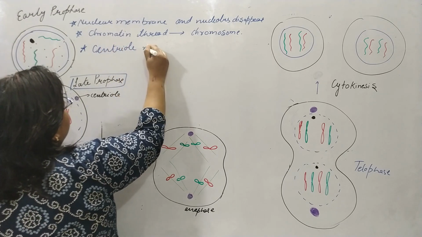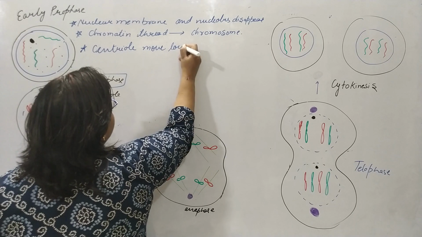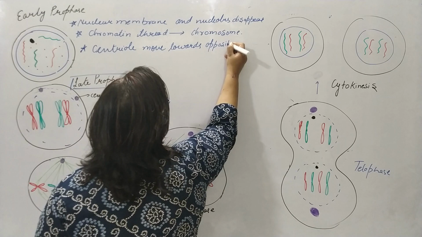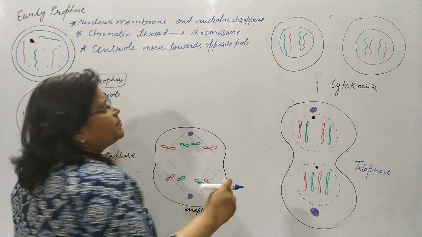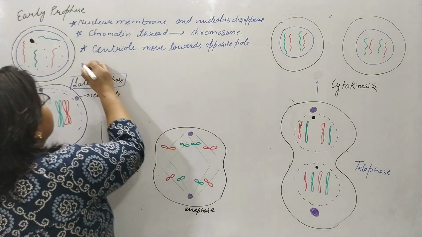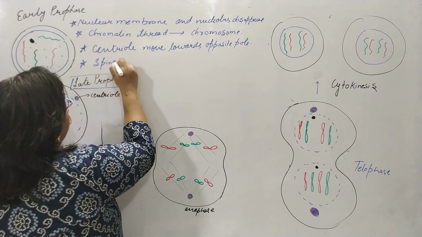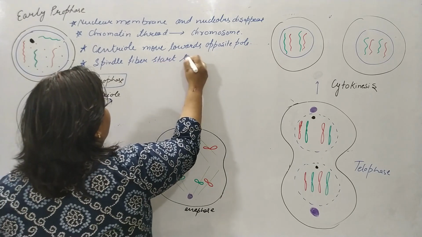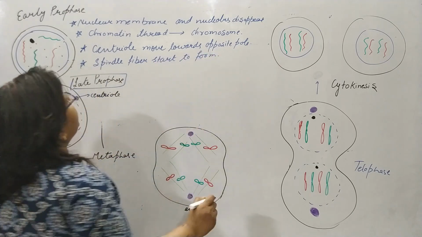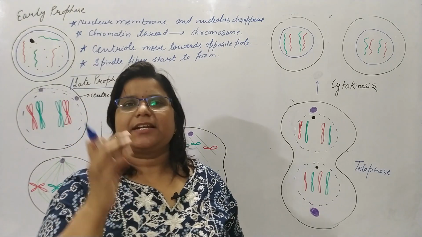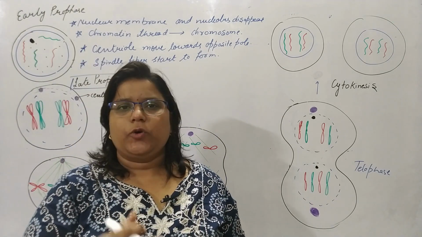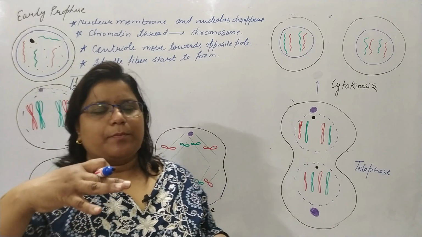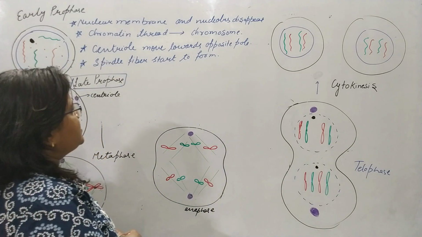Centriole moves towards opposite pole, and spindle fibers start to form. So such events take place in the prophase: the nuclear membrane and the nucleus disappear, the centriole moves towards the opposite pole, and the mitotic spindle fibers start to form.